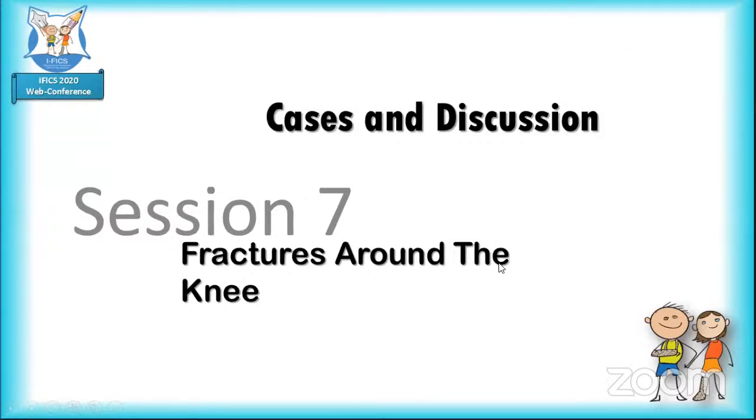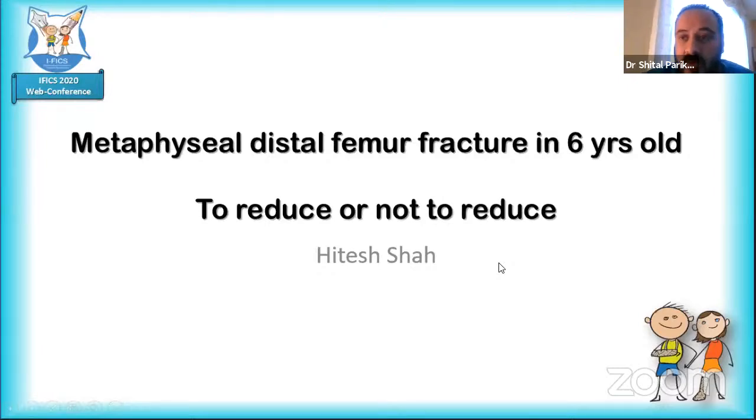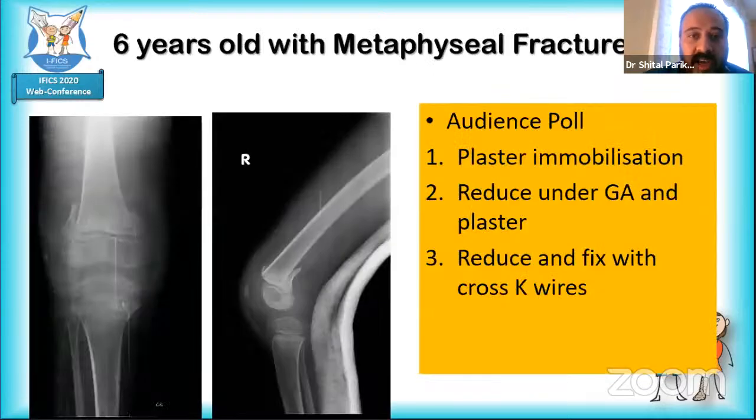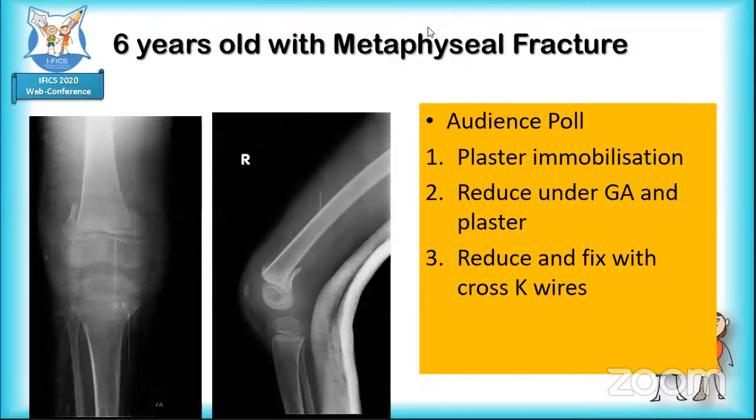Okay, all right. So this is a case that was presented by Hitesh. So if you can unmute Hitesh. So it's a metaphyseal distal femur fracture in a 6-year-old. These are the initial x-rays. If you look closely, it doesn't involve the epiphysis, so it's very, very close. So for the audience, the options are whether you would immobilize this with cast, reduce it under GA with a plaster, or whether you would fix it. Yeah, so we have 10 seconds for the audience to answer this.